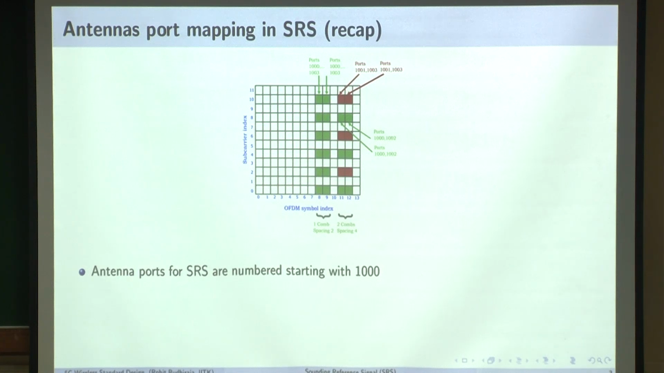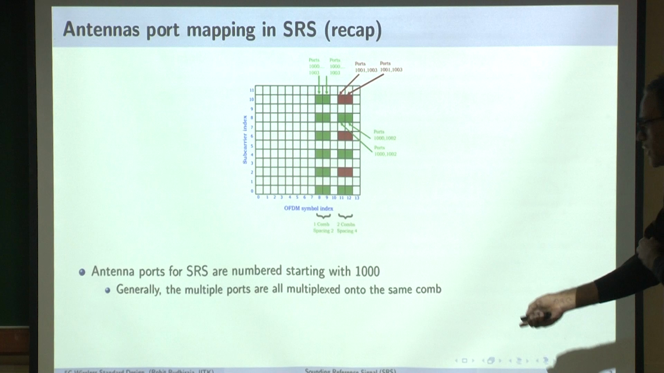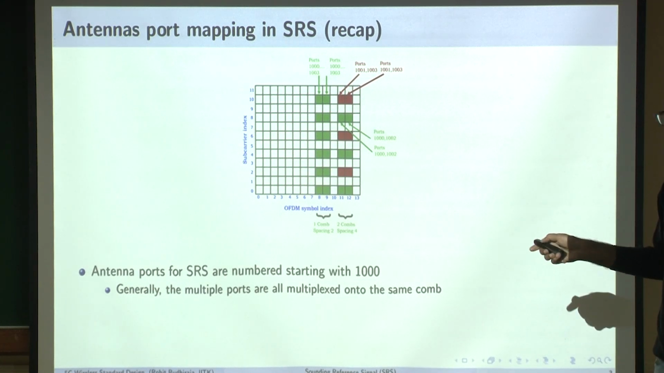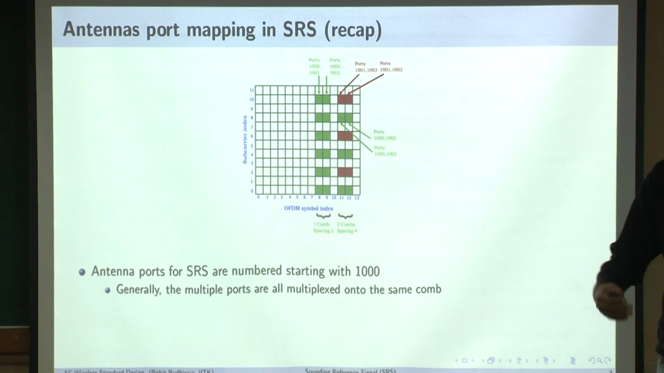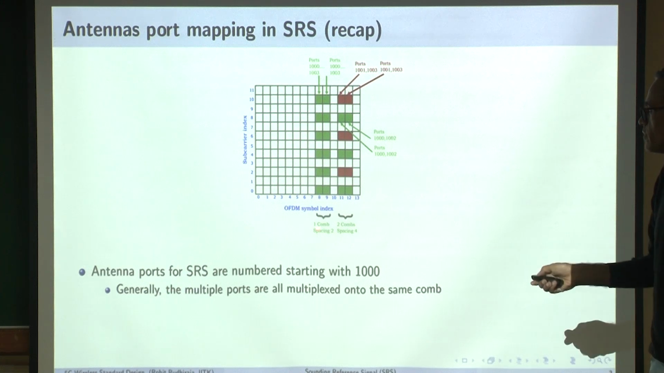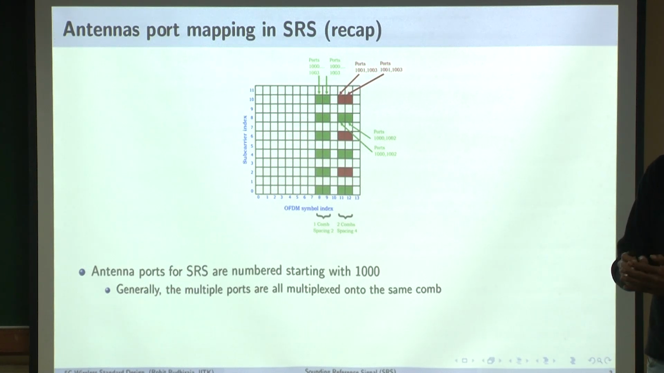So these are a few facts about antenna ports: they start with 1000 and they go up to 1003. Generally the multiple ports are all multiplexed onto the same comb. Generally that's what happens. To make this statement more specific, if these ports are meant for the same user, if one user has to transmit 4 different ports, you will multiplex them on the same comb. That's how it is done.